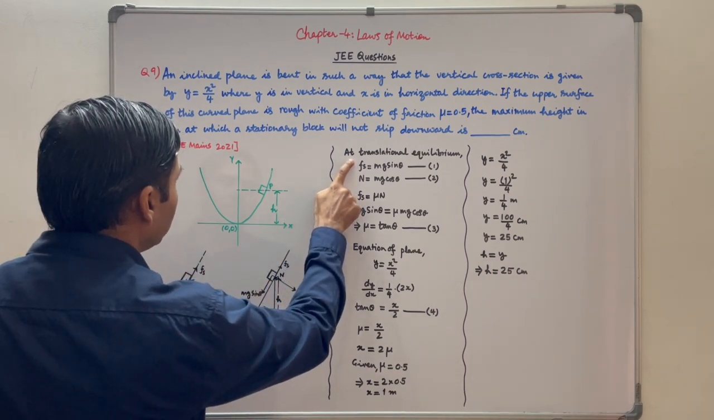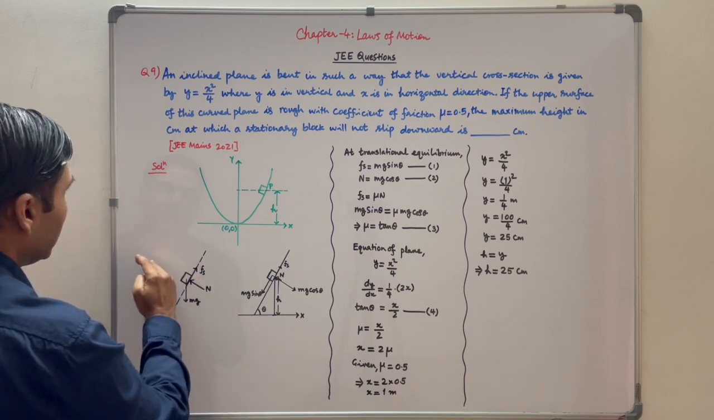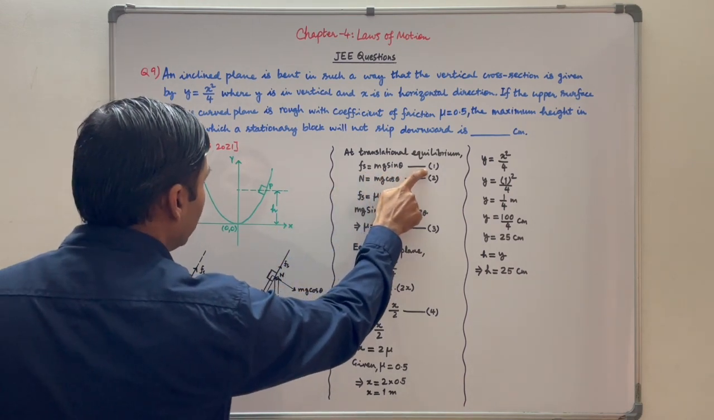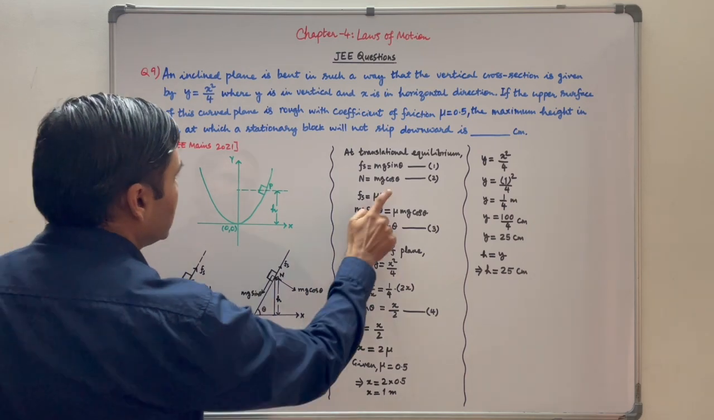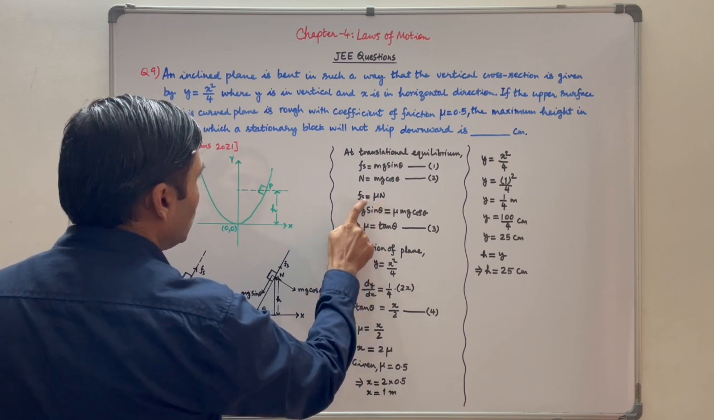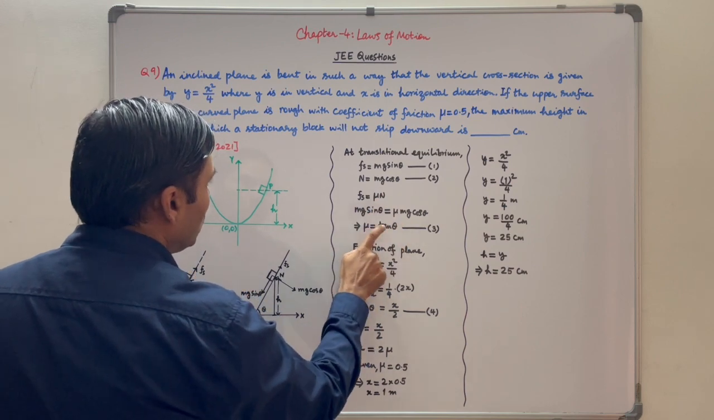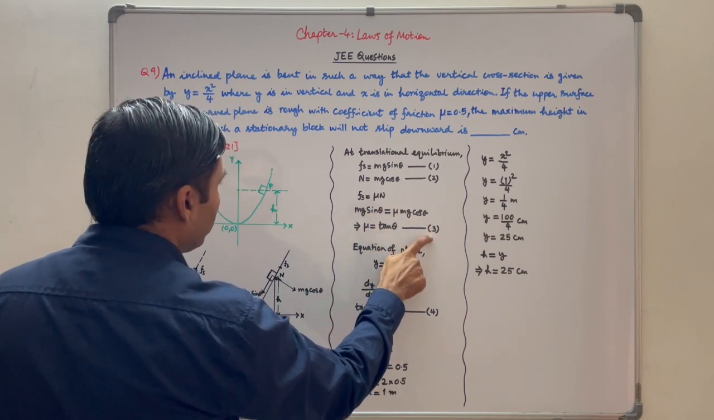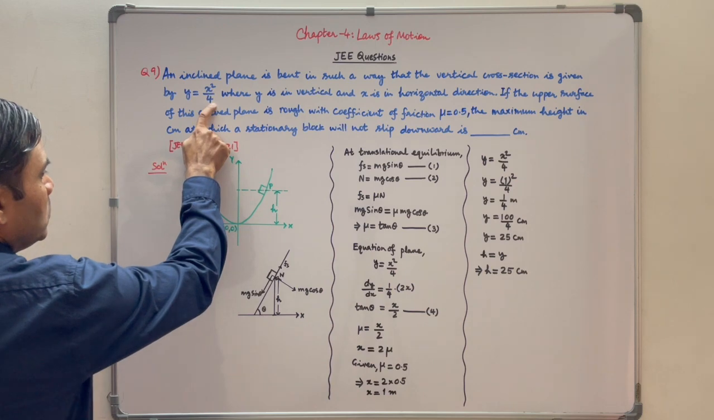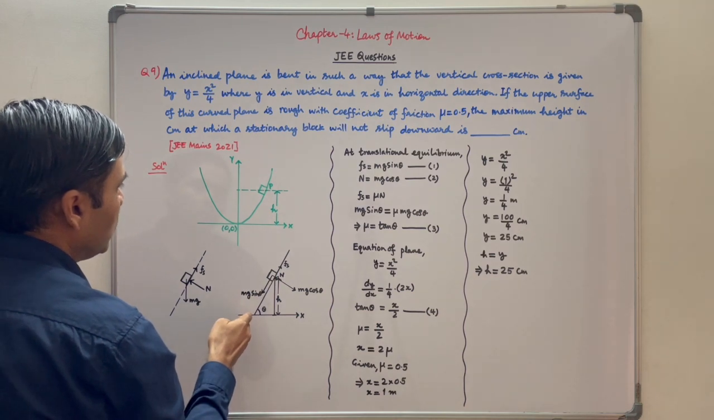At translational equilibrium, we will equate forces along the tangent and perpendicular to the tangent separately. So we can say that Fs is equal to mg sine theta, this is equation number 1, and N is equal to mg cos theta, this is equation number 2. We know that Fs is equal to mu into N. So mg sine theta is equal to mu into mg cos theta, or mu is equal to tan theta. This is equation number 3. Equation of the plane is given by y is equal to x square by 4. So if we find dy by dx, that will represent slope of this tangent, and that is equal to tan theta.